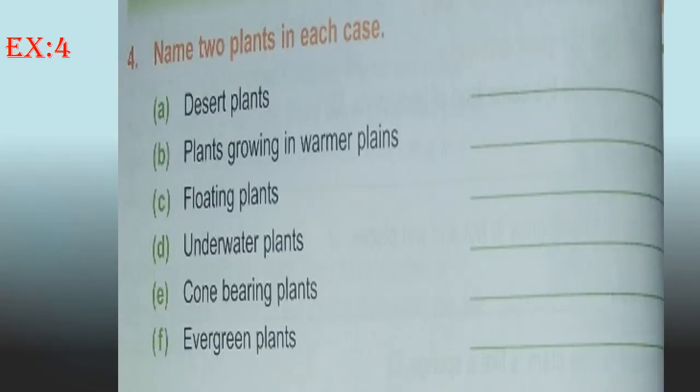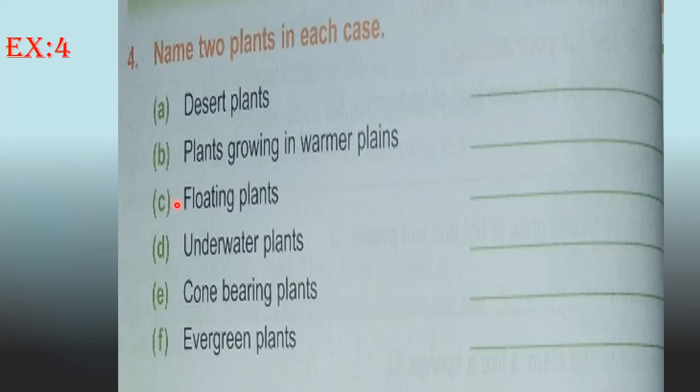So here comes exercise 4. This is on page number 6. Name 2 plants in each case. You have to write the names of 2 plants in each case. Number 1 is desert plants. Can you name any 2 desert plants? Mesquite bush and cactus. You are going to write them over here. That's how you are going to do this exercise. Number 2, plants growing in warmer plains. Mango tree and peepal tree.